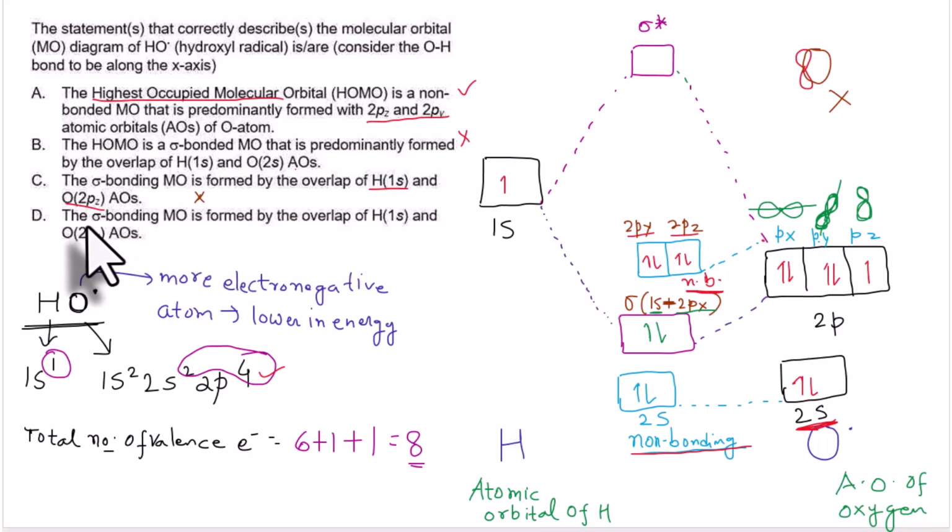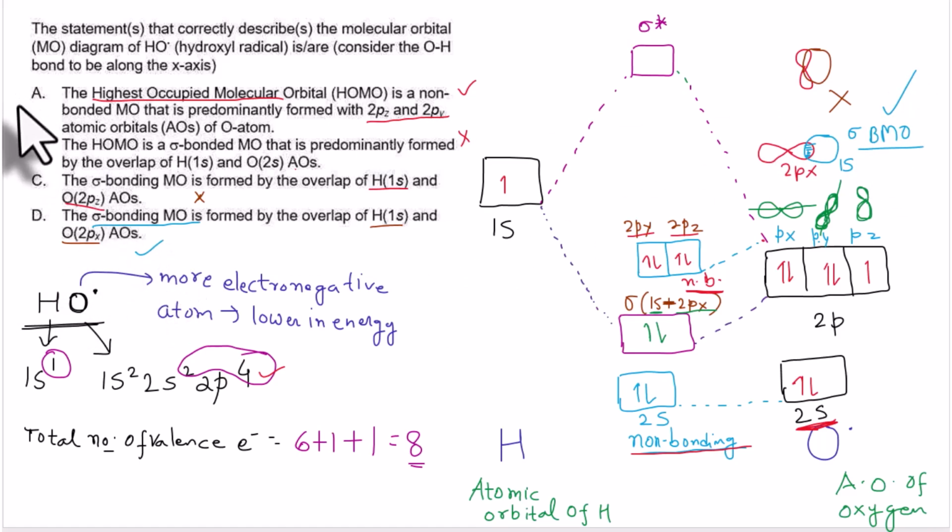And then the last statement says the sigma bonding MO is formed by the overlap of 1s and 2px. Yes, we have seen that since 2px orients like this, this overlap with 1s is possible to give rise to sigma bonding molecular orbitals. So this is the reason how this sigma bonding molecular orbital is formed. So statement D is correct: the sigma bonding MO is formed by hydrogen 1s and oxygen 2px. This is the correct statement. So statements A and D are the correct statements.